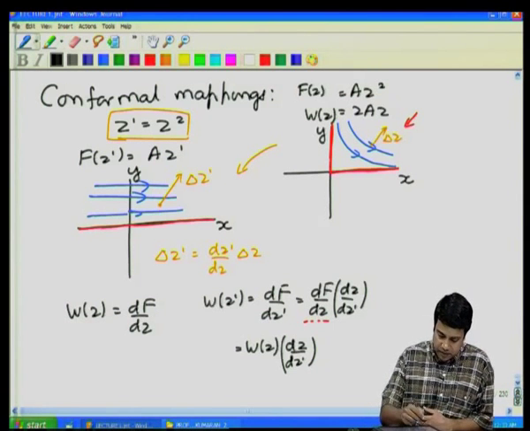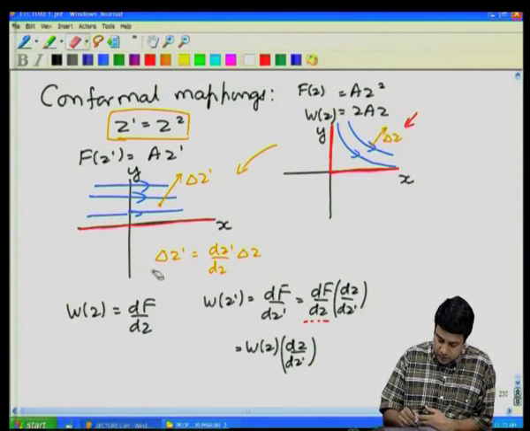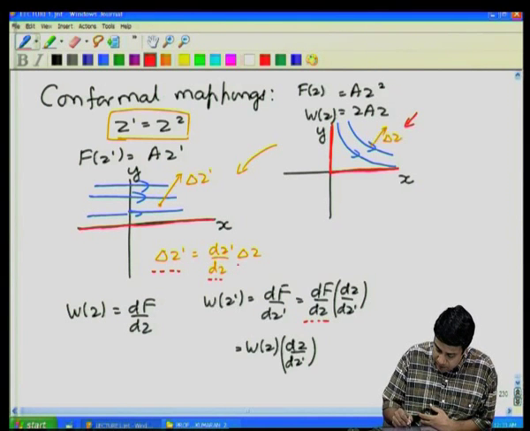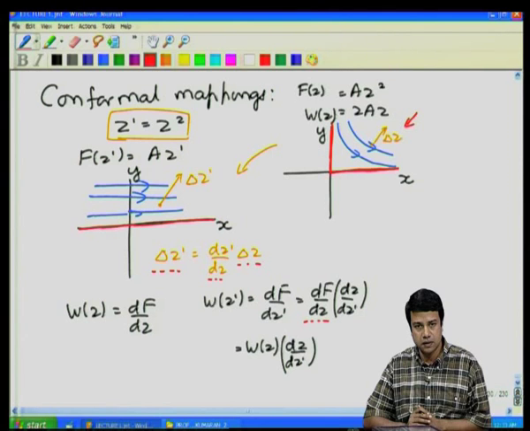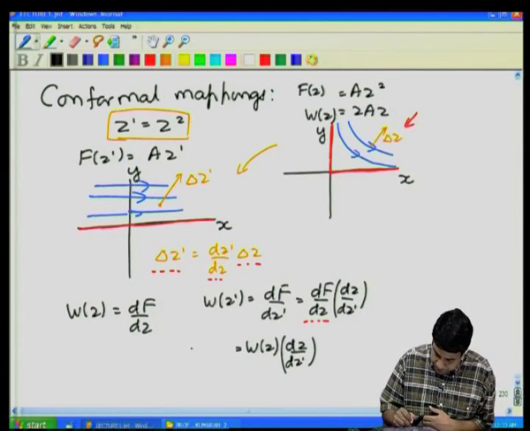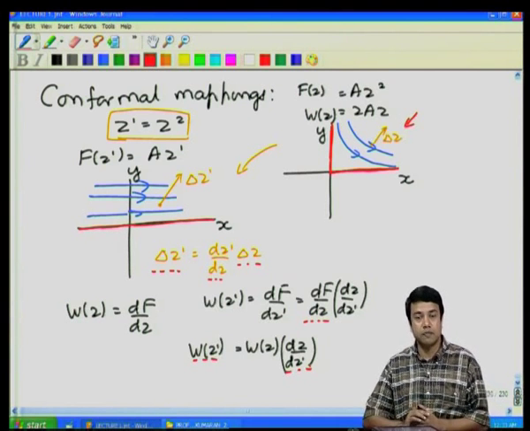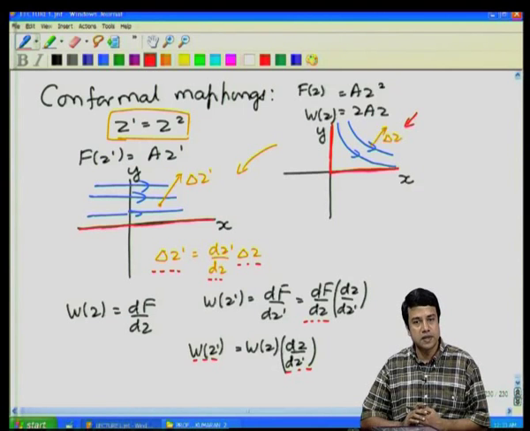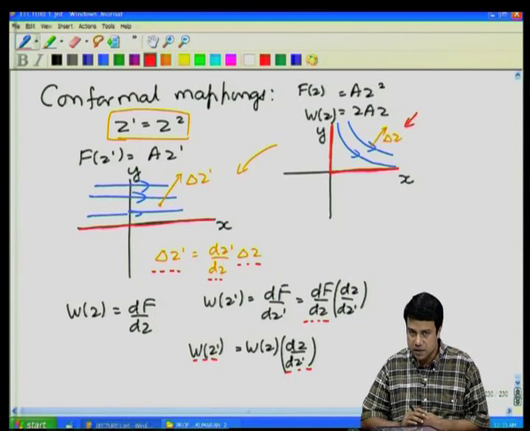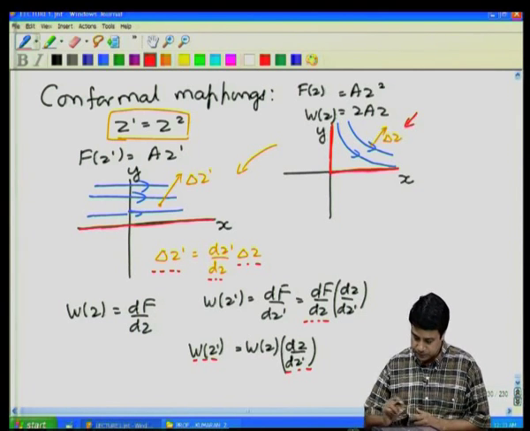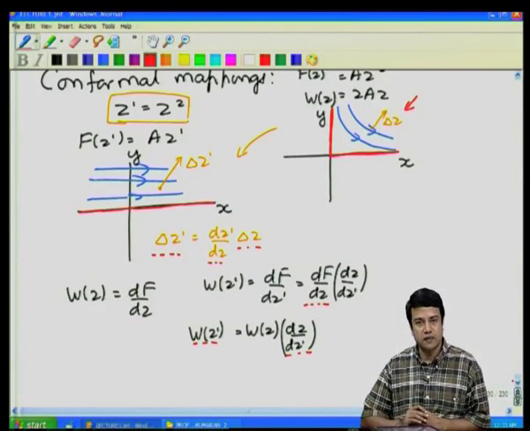Note that delta z prime, the line segment in the z prime coordinate, is transformed as dz prime by dz times delta z. The velocity w of z prime is now transforming as the inverse of that, dz by dz prime times w of z. So, the velocity transforms as the inverse of the line segment. That is a property of conformal mappings.